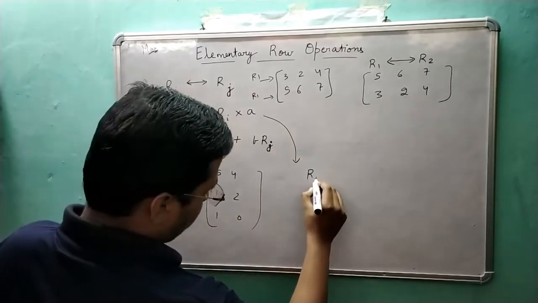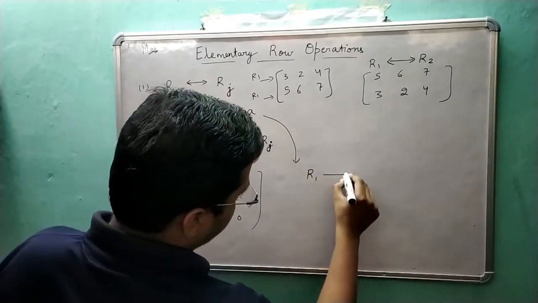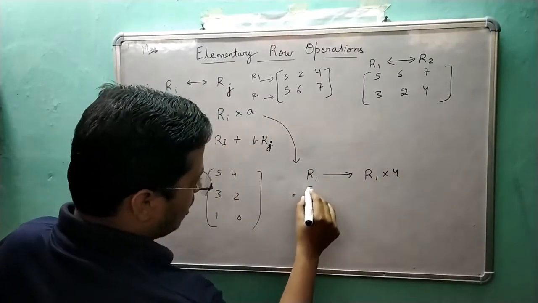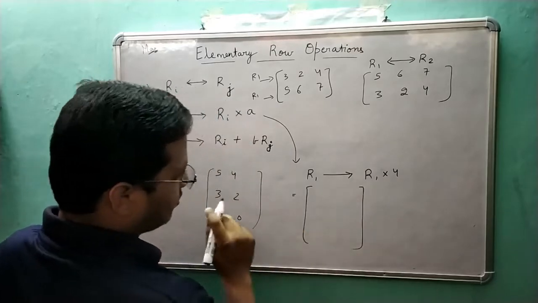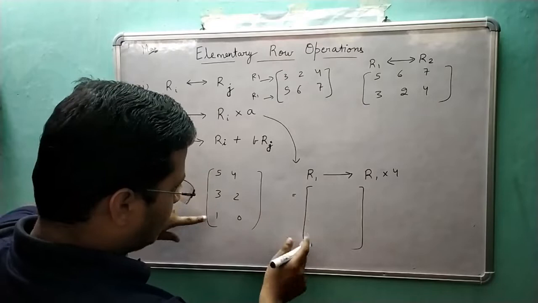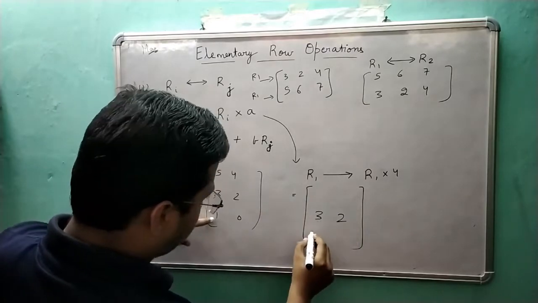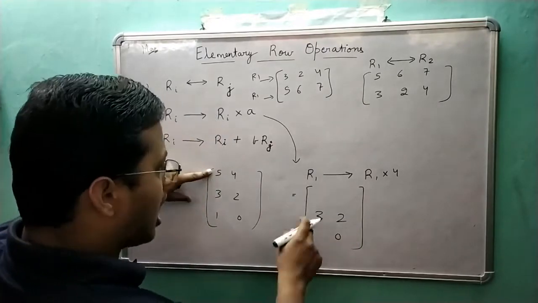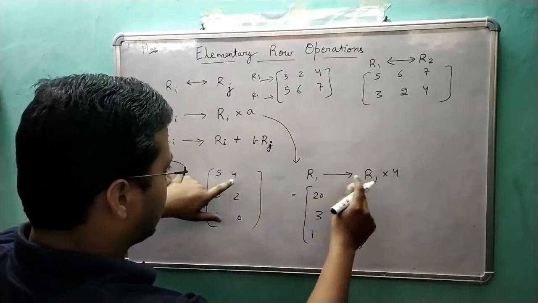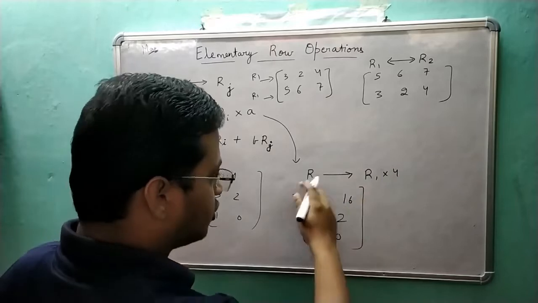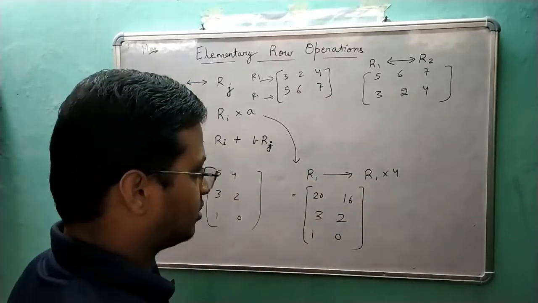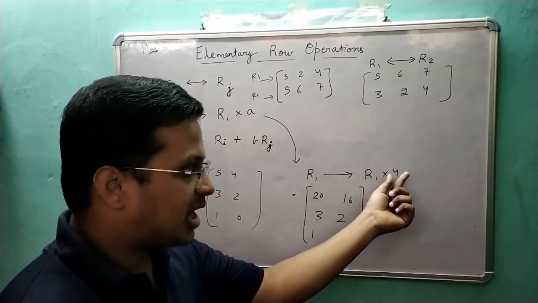If we use this operation as R1 changed to R1 into 4, so our matrix will become, see, only R1 is going to change. R2 and R3 will be as they are. So R2 will be 3, 2, R3 will be 1, 0. R1 will become R1 into 4. So 5 into 4, 20. 4 into 4, 16. So this is our new matrix. This is the second type of elementary row operation. We have multiplied a number.